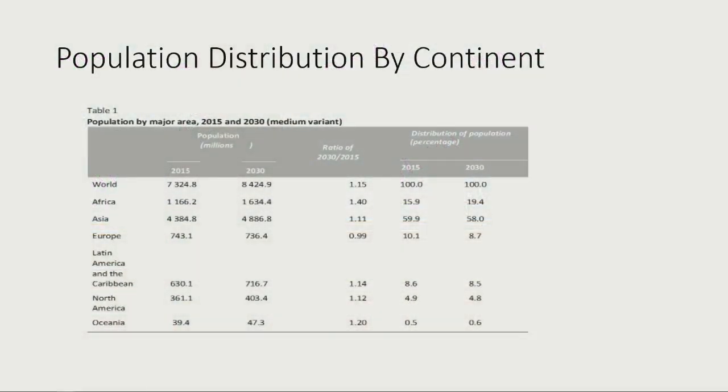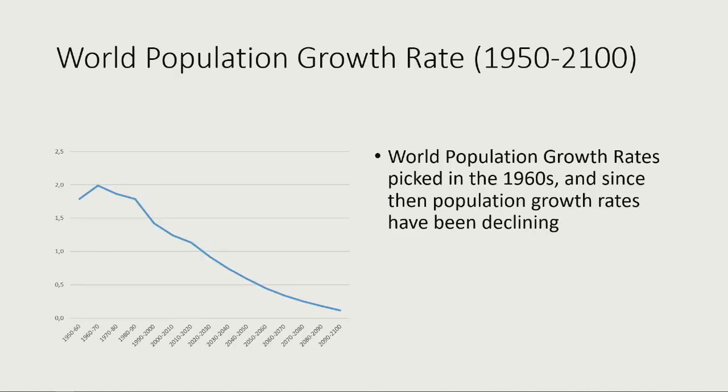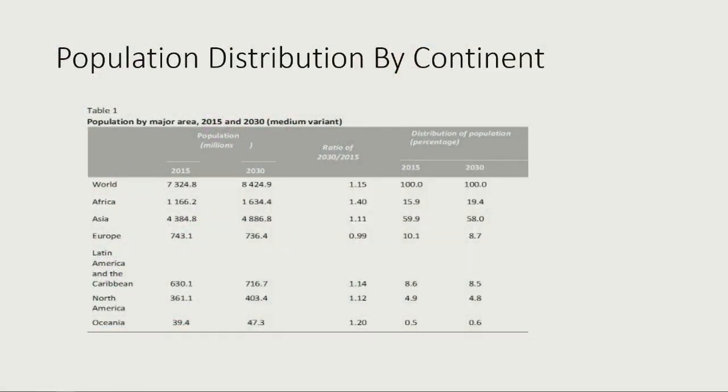In the next slide, what I'm basically trying to share with you is that population distribution and population growth vary by continent, world regions. And you basically find, as far as Africa is concerned, it has the largest percentage share in terms of population increase. The percentage share for Africa is expected to increase from something like 15.9 in 2015 to 19.4 by the end of the period.